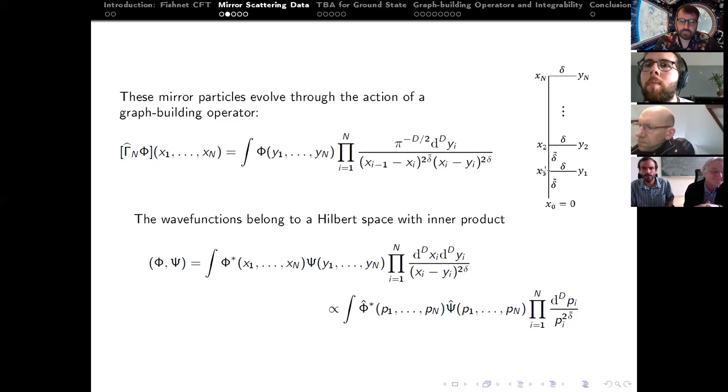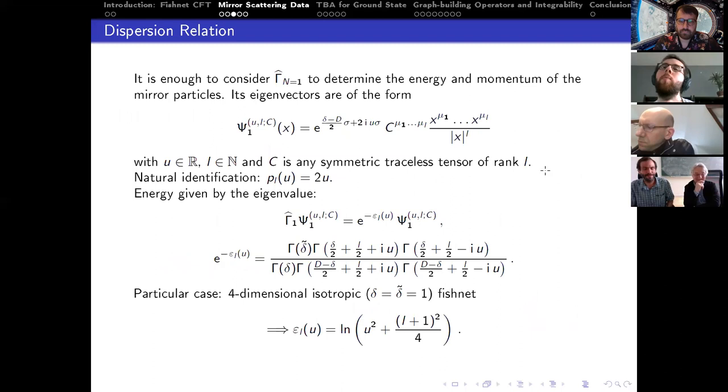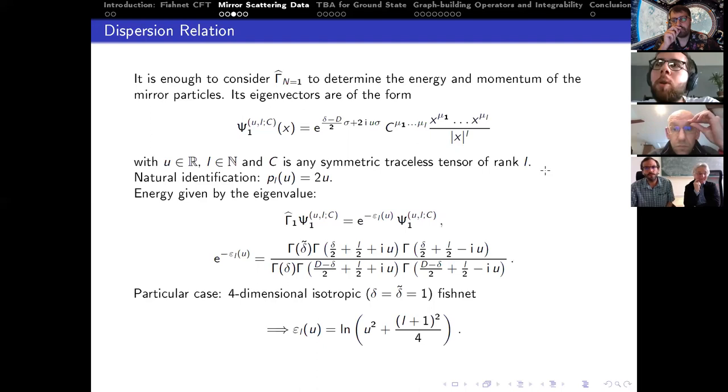Okay, so if we want the dispersion relation for these mirror particles, we only need to consider gamma hat 1, which is the simplest of these operators. And so it acts on a function of only one variable. And because it commutes with rotations and dilations, you don't have a choice for its eigenvectors. They have to be of this form, a power of the radius. Remember that exponential sigma is the radius.